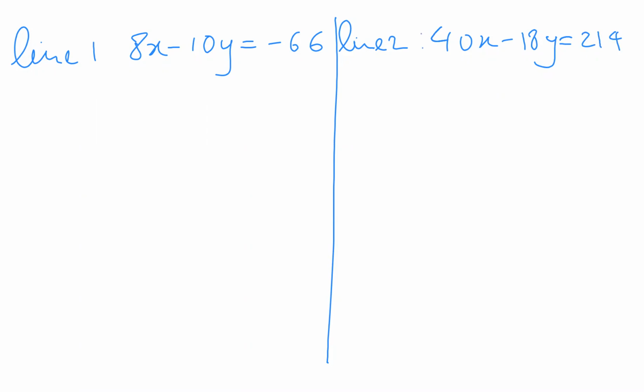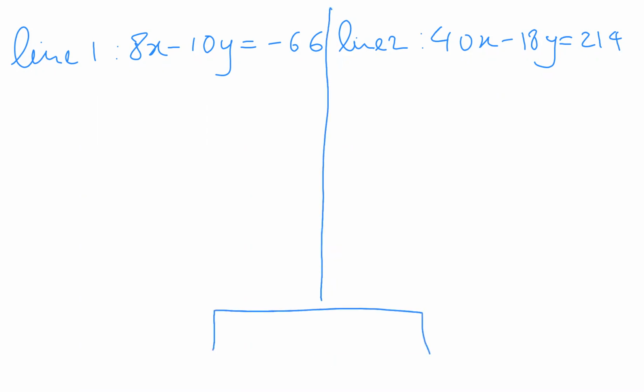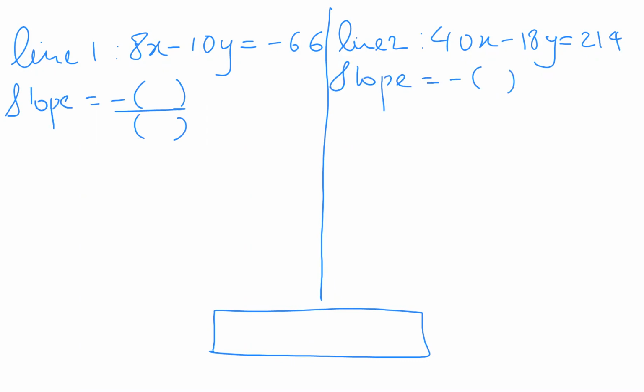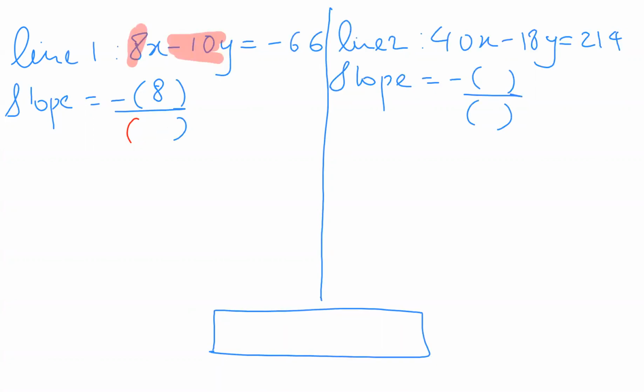The first and foremost thing that we are supposed to do is calculate the slopes of both the lines. So slope is equal to minus a by b. A is the coefficient of x. This we did right at the start of the lecture. And b is the coefficient of y. This is minus 10. So this is equal to 8 upon 10.